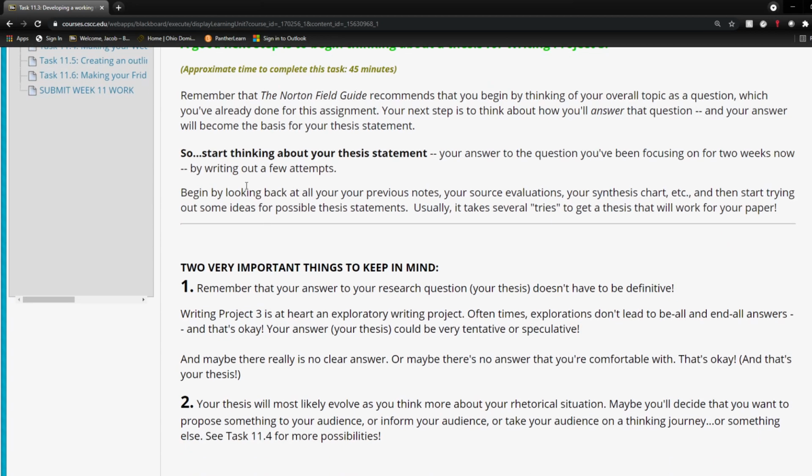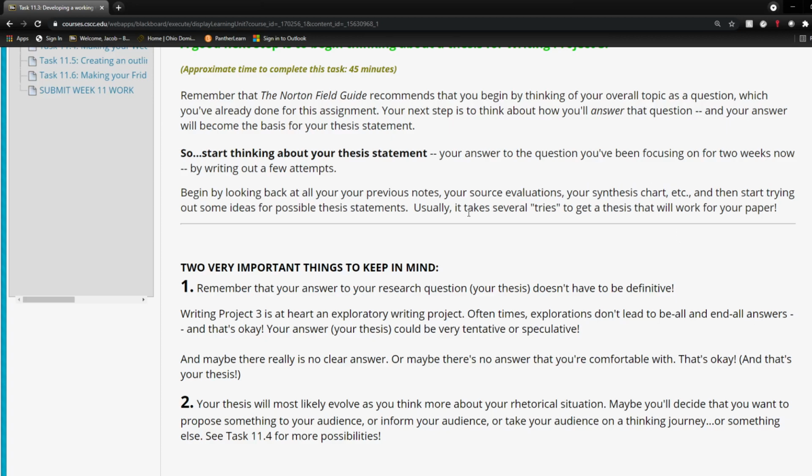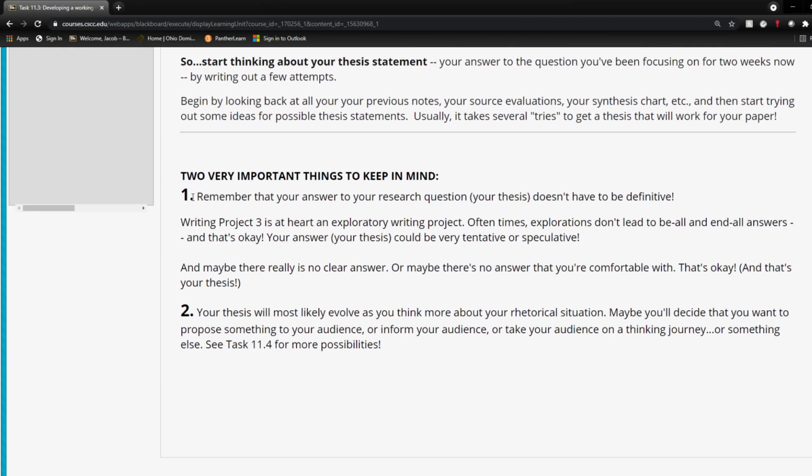So start thinking about your thesis statement, your answer to the question that you've been focusing on for 2 weeks now. Begin by looking back at all of your previous notes, your source evaluations, your synthesis chart, really anything that you've been working on the past couple of weeks, and try out some ideas for possible thesis statements. It is quite possible that it will take you several tries to find a thesis statement that really works for you. And I have a couple of things here for you to keep in mind.